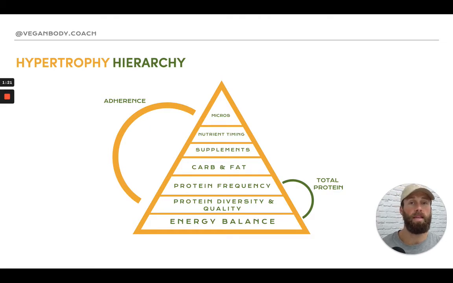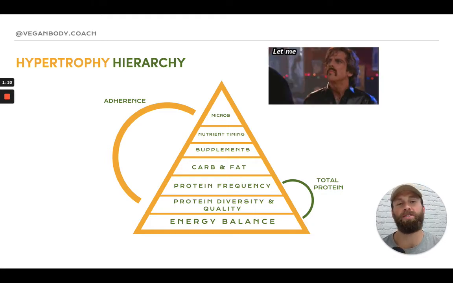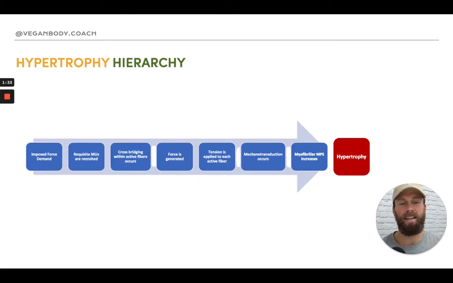But then when we dive into the training component, it can be very simple, but it can also be very in-depth in science as well. So let's drop some knowledge on you and show you what it's all about. This is kind of a theoretical model of how hypertrophy occurs. We have imposed force demands, so you start lifting a load, whether that's a shopping bag or a dumbbell at the gym, and then requisite motor units are recruited, cross-bridging within active fibers occurs, force is then generated, tension is applied to each active fiber, and mechanical transduction occurs, causing myofibrillar muscle protein synthesis and hypertrophy.